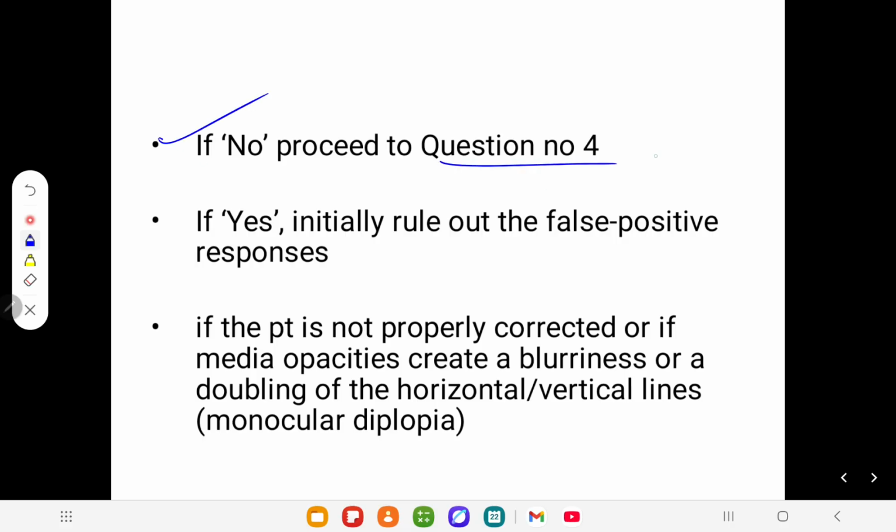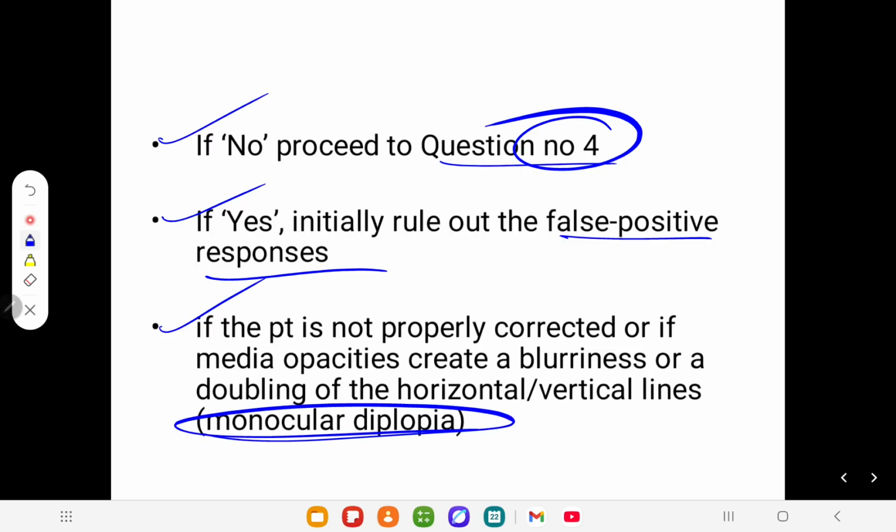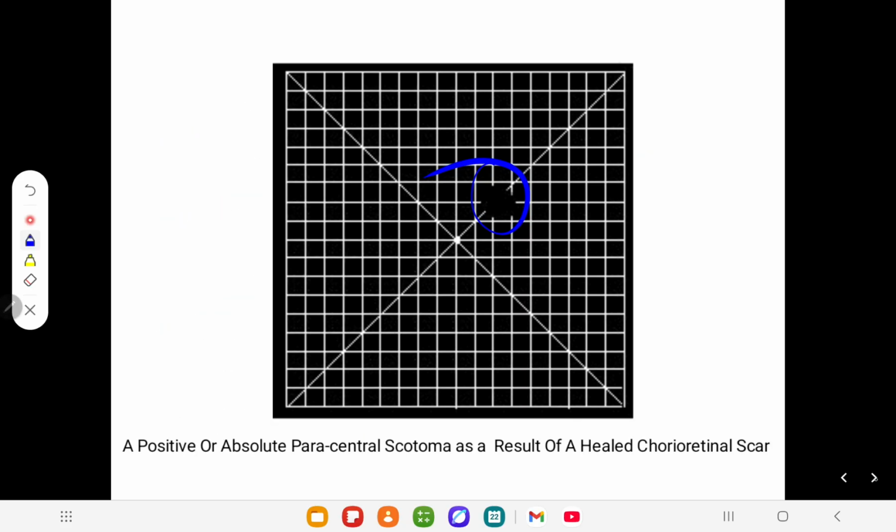If no, then we proceed to question number 4. If yes, initially rule out the false positive response. Sometimes the patient gives a false positive, so we have to ask again. If the patient is not properly corrected, or if media opacity created a blurry or doubling of the horizontal or vertical line, there may be monocular diplopia, isn't it? By early cataract and everything.